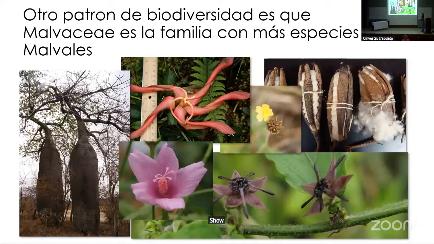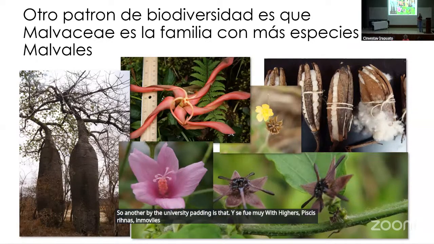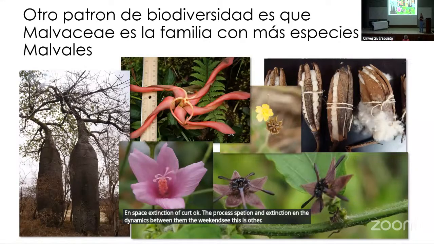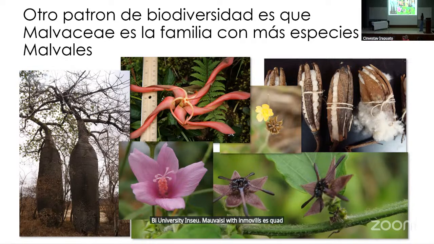So another biodiversity pattern is that Malvaceae is a family with higher species richness. And so the number of species per clade is another biodiversity pattern. You can see in the tree of life that there are some lineages that have more species than others. And so it's not just about the space, but it's also about how many speciation events occurred or how much extinction occurred, okay? And so it's about the process of speciation and extinction and the dynamics between them that we can see these other patterns of biodiversity. And Malvaceae is quite interesting as well because of phenotype.